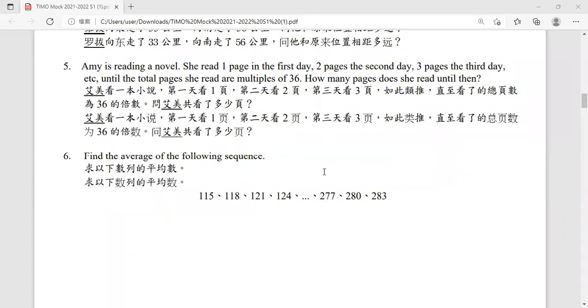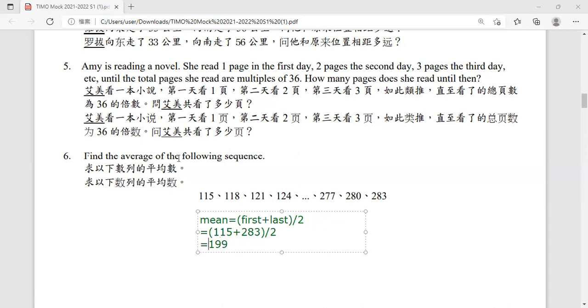Okay, this one. Yeah, 199. Because this is an arithmetic sequence, so the difference is the same. So you mean that the mean will be equal to the first one plus the last one over 2. Just that. So which is 115 plus 283, and then over 2. Which is 199. Just that.